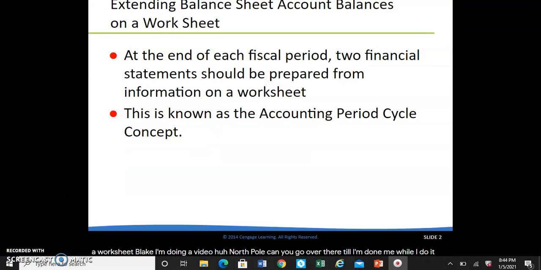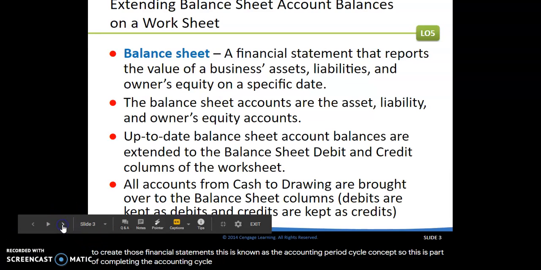So at the end of each fiscal period, 2 financial statements should be prepared from the information on the worksheet. These are the income statement and the balance sheet. These 2 financial statements are going to be done in chapter 7, but we're using the information that we're doing here in chapter 6 with the worksheet in order to create those financial statements. This is known as the accounting period cycle concept. So this is part of completing the accounting cycle.